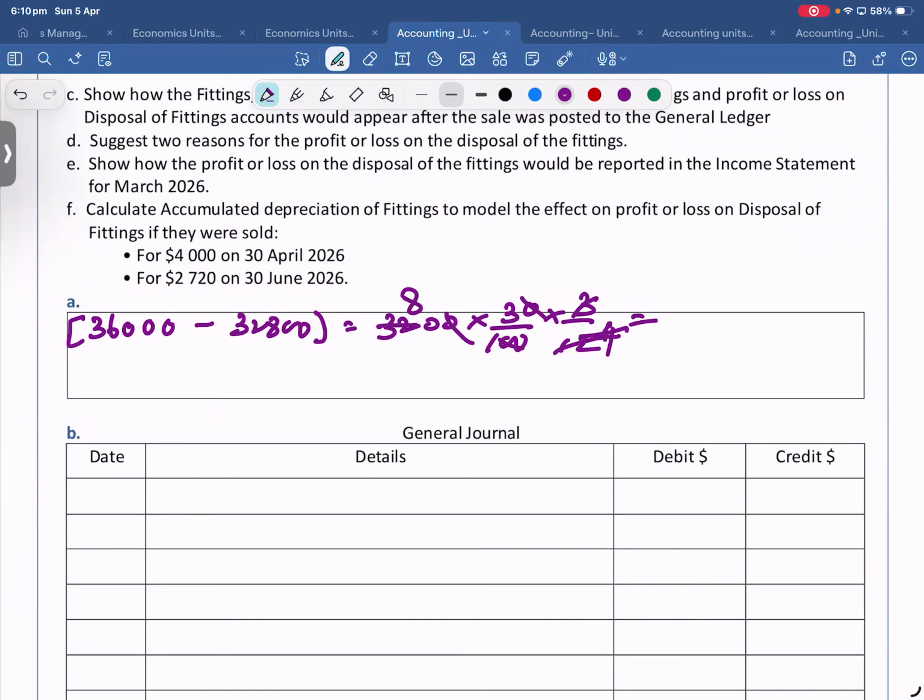Yeah, 240. Is 240 the answer? No. Then for 240 you had to add 32,800, which is 33,040. From this 33,040, I mean, this one should be subtracted from 36,000, which is 2,960.